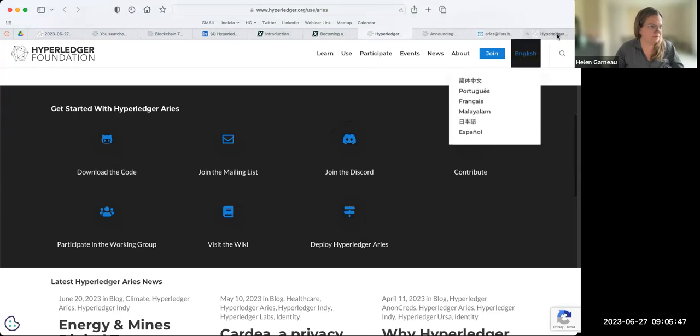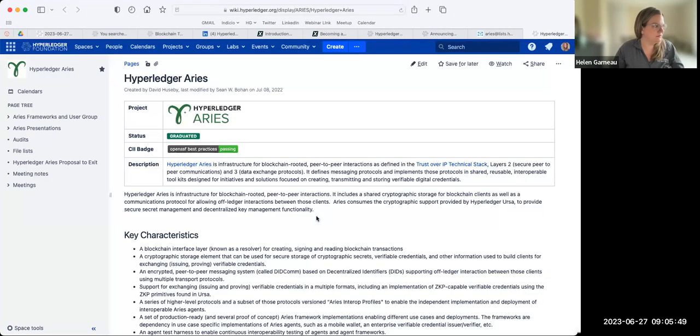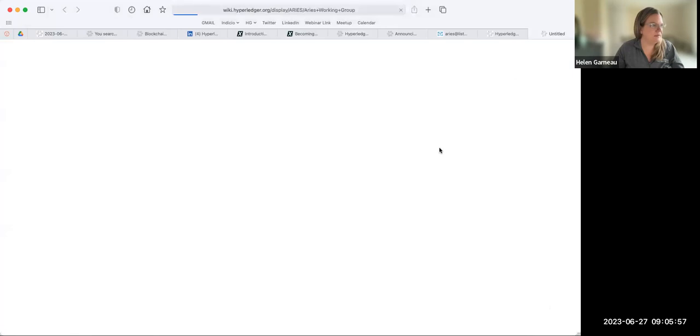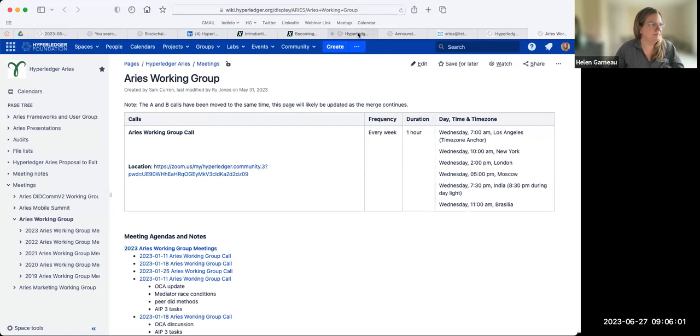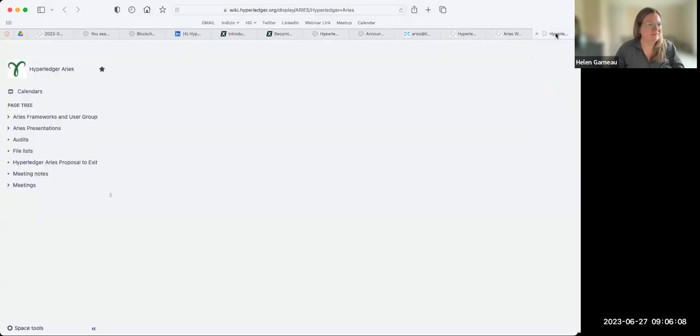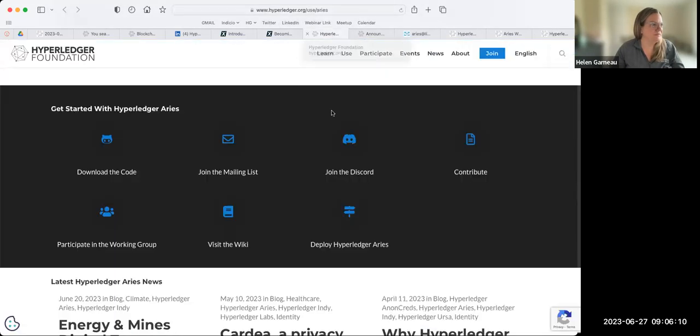Discord, contribute. Where does contribute get you? Oh, just the wiki. Okay. Participate in the working group. That's probably the same link, I imagine. Yep. Okay. Visit the wiki. Probably. Is it the same? Yep. Same. Third time's the charm.